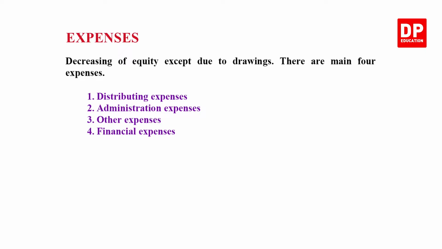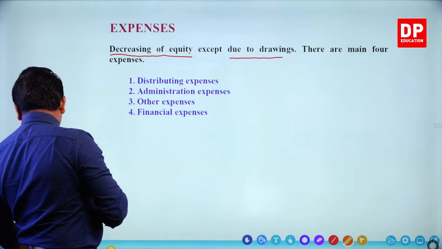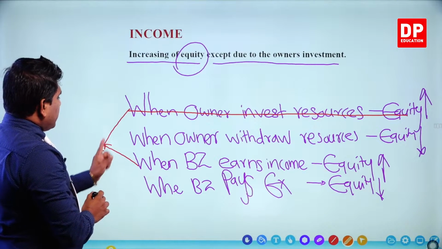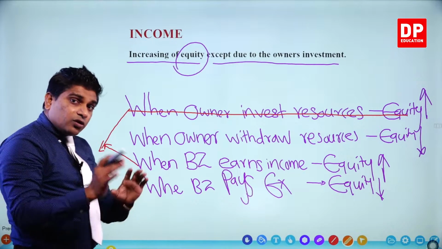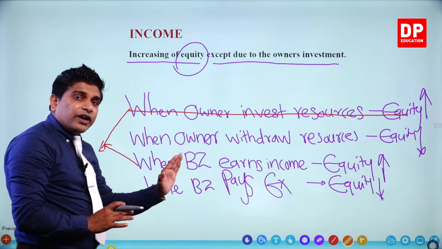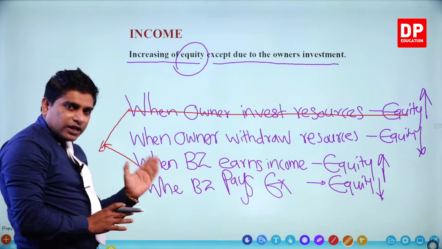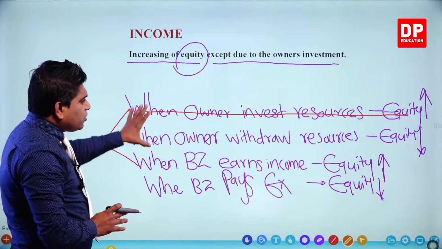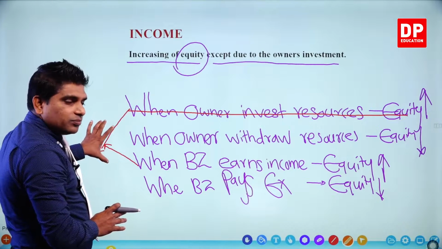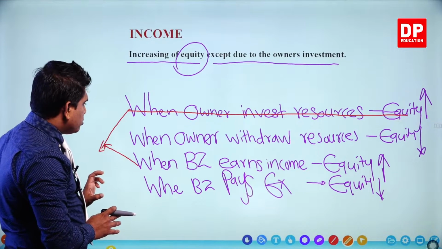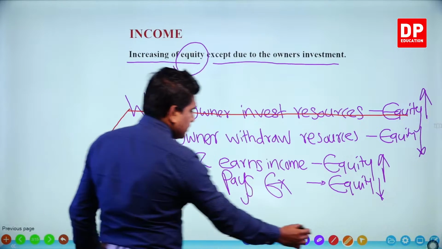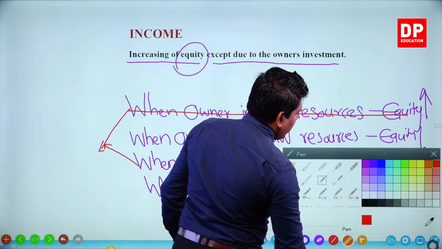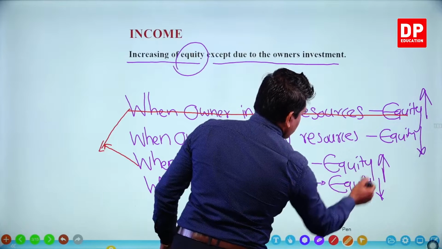Expenses. Decreasing of equity except due to the drawings. Yeah, we go back now. There are 2 points. There are 2 factors which are affected to reduce your equity, to decrease your equity. What are they? These 2 finish, no? These 2 connected with the income, right? But the remaining 2, right? May I use another color? Right? Then you can understand well. I use blue color, right?